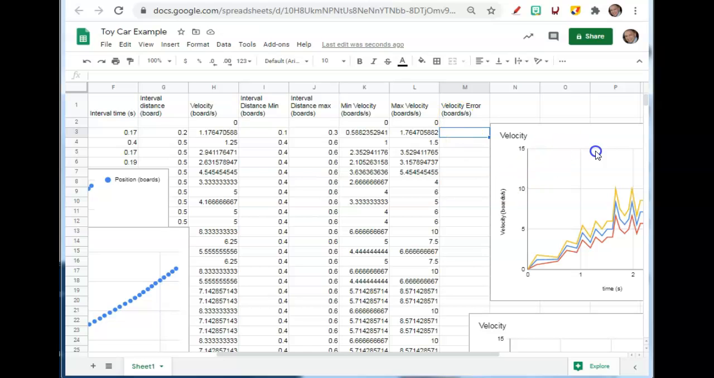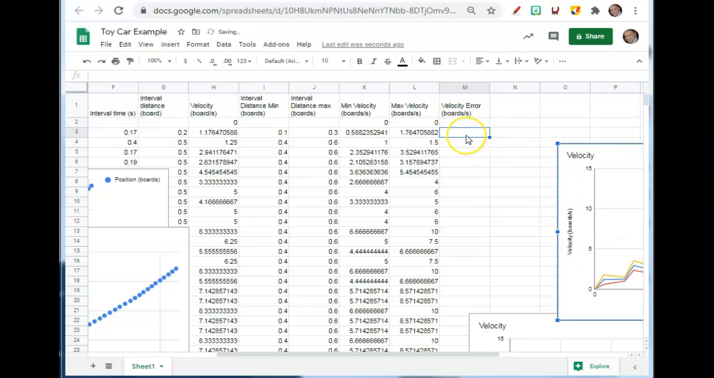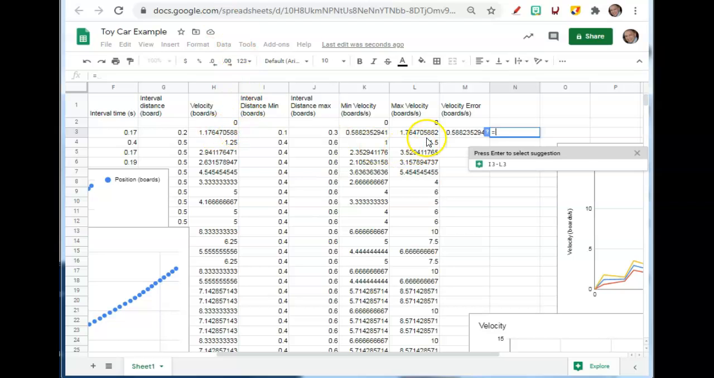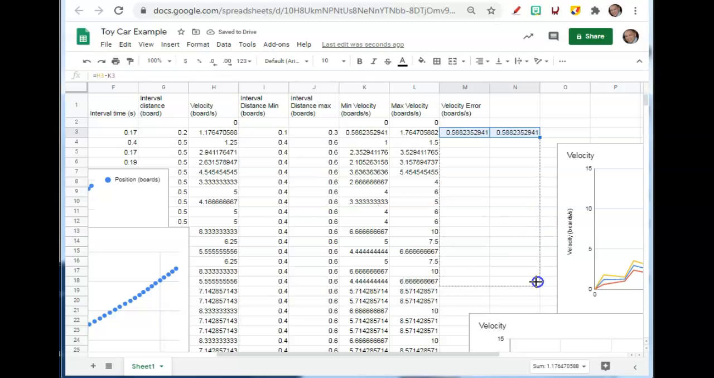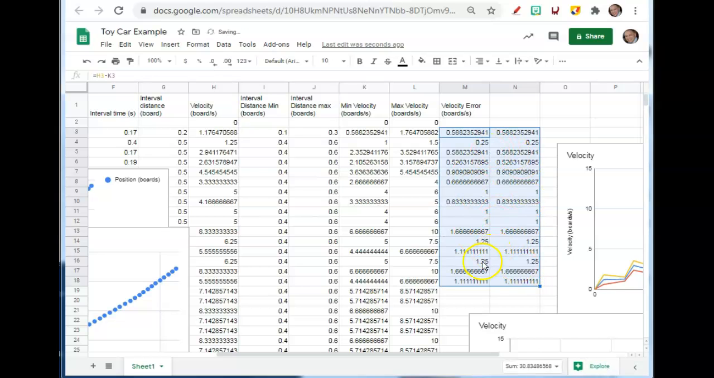All right, so what I want to think about is how much the difference is between these. So we can pull some graphs out of the way a little bit. I'm going to calculate how far apart my velocity is from the min. So it's 0.588 away. I'm also going to calculate how far away the velocity is from the max. I'll subtract this, the max minus the actual velocity. And what we notice here is that these are the same. So what we call this is symmetrical error. So as we notice, it's always the same here.